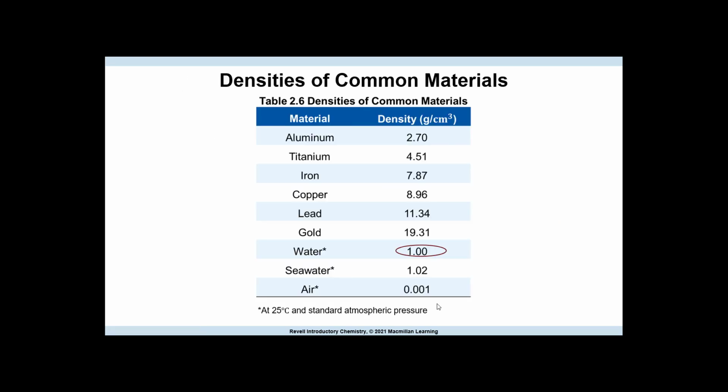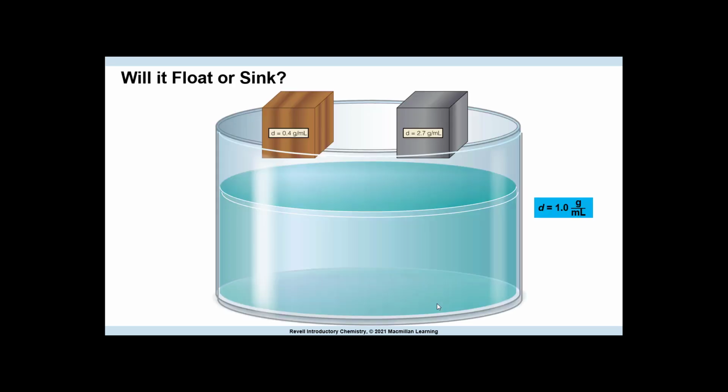So here's some density of common materials. You can see where water is and everything else. You can see that titanium is very heavy, iron is heavier, and lead is pretty heavy, and gold is way heavier than everything else on here. So this just gives you an idea of the density of objects.